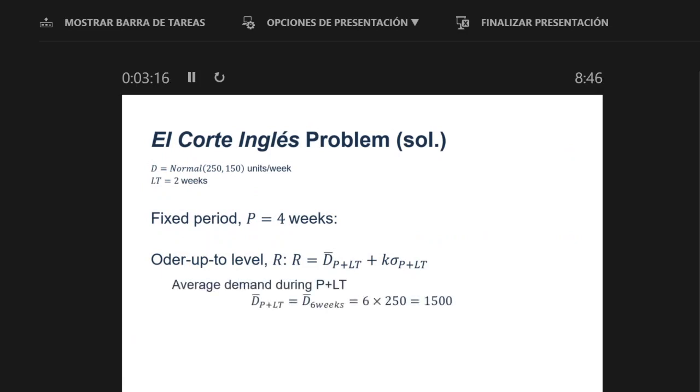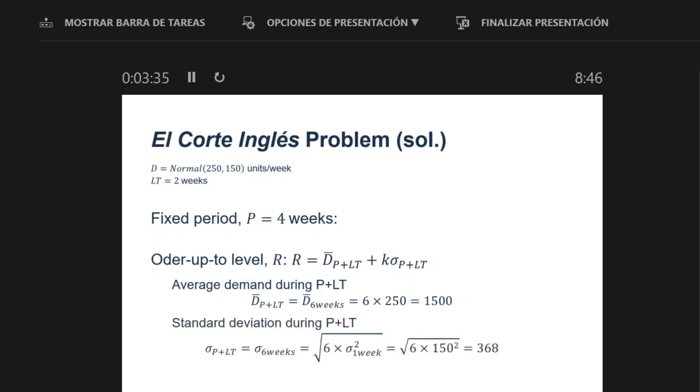As to the average demand, as I said, it is the average demand during 6 weeks, this 4 plus this 2, which is 6 times the average demand during a single week, which is 250. So that first term of R is 1500. Secondly, we need to calculate the standard deviation during those 6 weeks, and that is the square root of 6 times the variance of our demand during 1 week, which is 6 times the square of 150, and that eventually is 364.